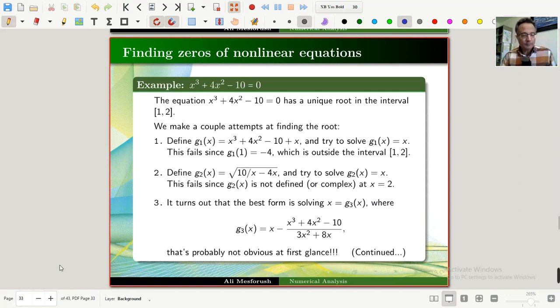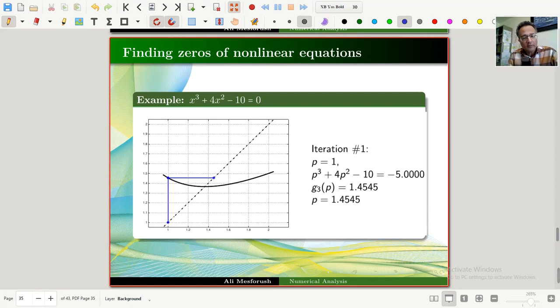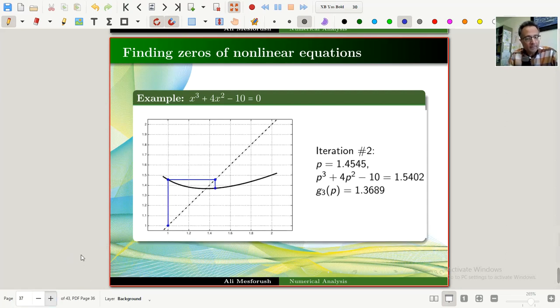And we can see in fact, this is the previous example that I told you. The technique of the fixed point method is that we start with a number, for example, p equal to 1, and we go up until we reach the graph of the function. Then we go to the right until we intersect y equal to x. Then go down until we intersect the curve of the function again, like this.